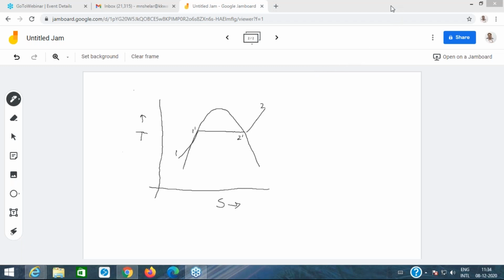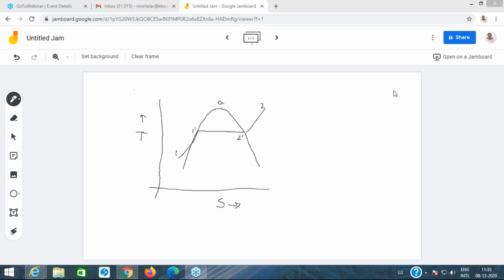And just let me ask you, just because this is sort of a revision of the properties of steam also, what is this point A which I have drawn here? The tip of the vapor dome. Yeah, it is a critical point.